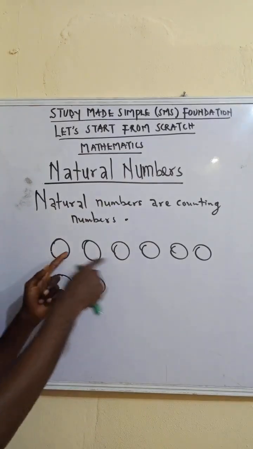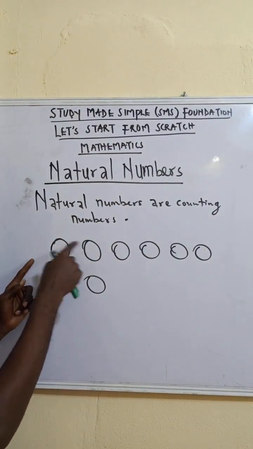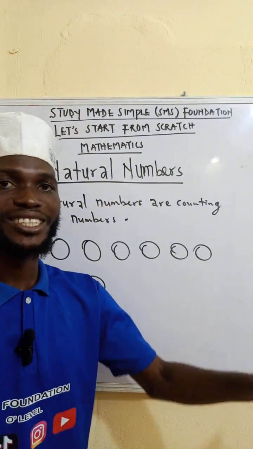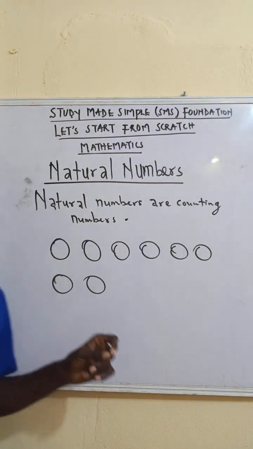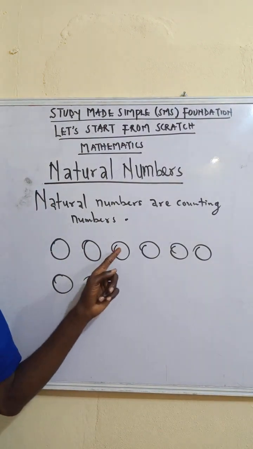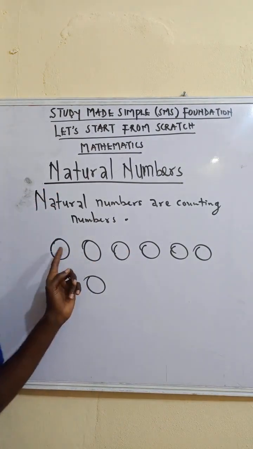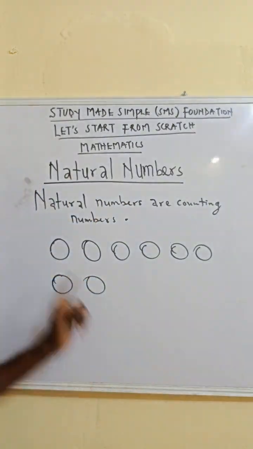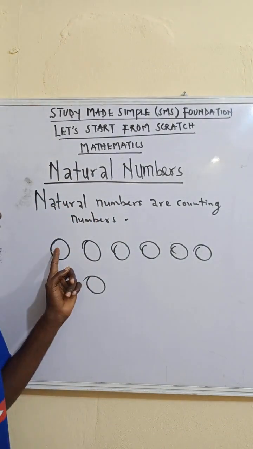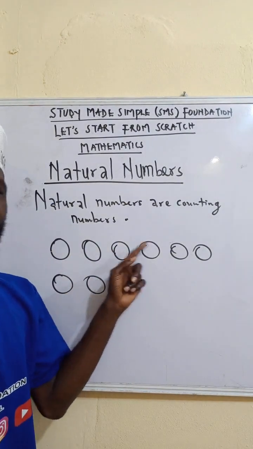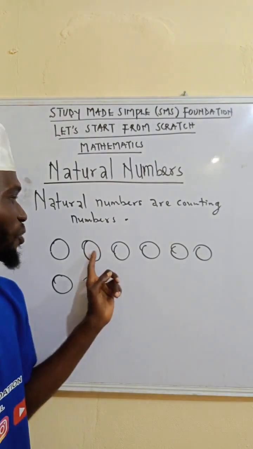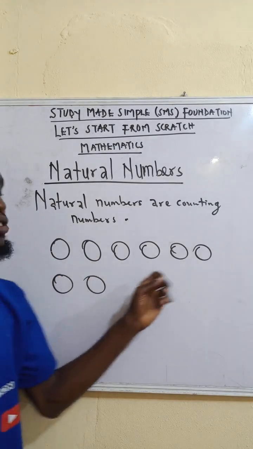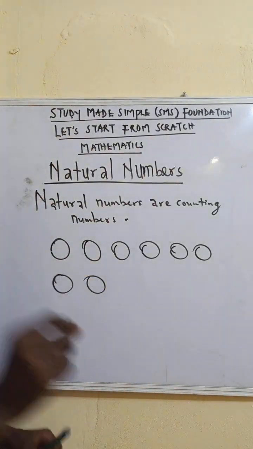It is not possible for you to want to count this and you say 0, 1. Doesn't make sense. You cannot count and start from 0. It means 0 is not a natural number. Again, you cannot count and say minus 1, minus 2, minus 3. It is wrong. So those negative numbers are not natural numbers. Another thing is that you cannot count and say 1.8, 1.7, 1.5. It doesn't make sense. You can't even count and say 2 over 1, 3 over 7. No. So natural numbers are counting numbers.